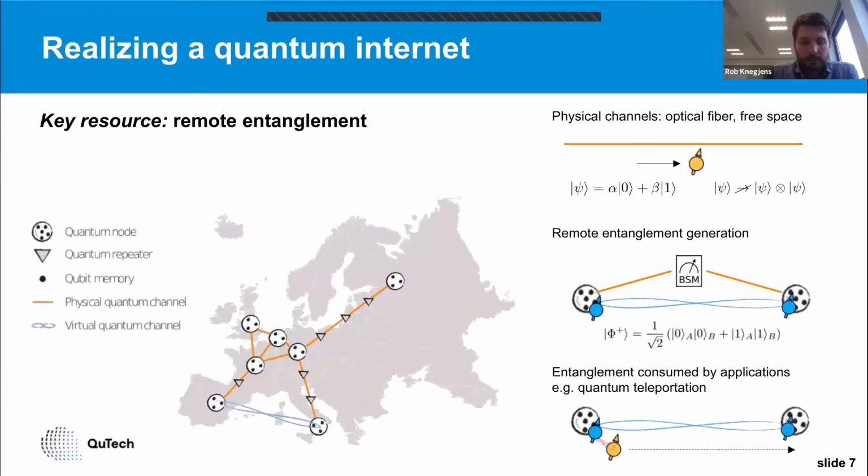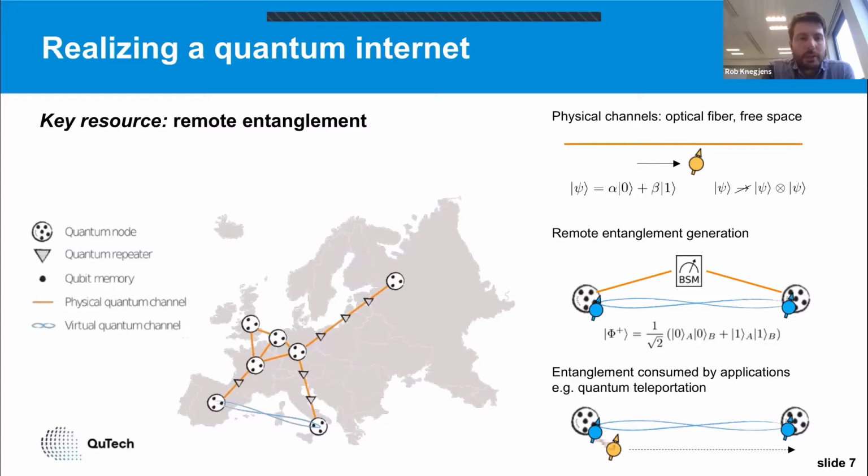So moving towards why we felt the need to develop a simulator for the quantum internet, we motivated a bit the challenges in realizing a quantum internet. The quantum internet, especially as we see it, is an infrastructure for generating remote entanglement, which then acts as a key resource to be consumed by different applications.